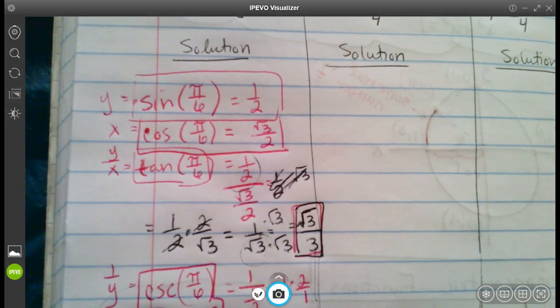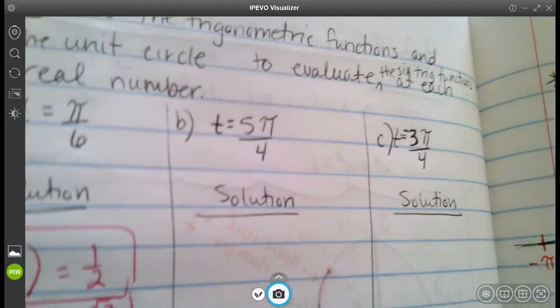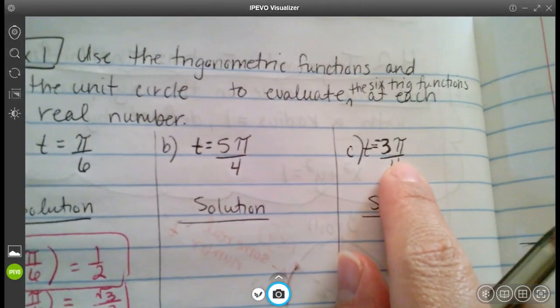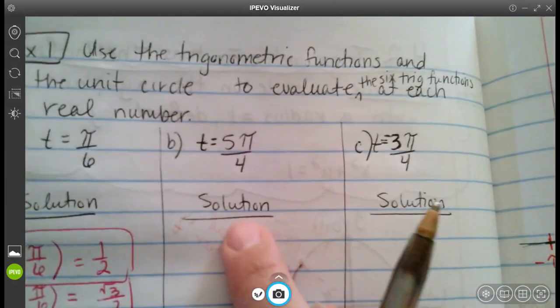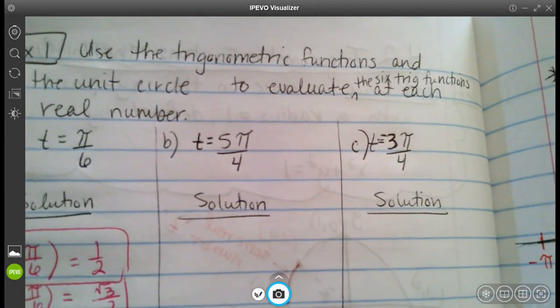Okay, we're going to save these two, B and C, for class, but it's basically the same way. Notice that these are pi fourths. So for this one, you would be using the one that has the pi fourths. So I encourage you to try them by yourselves first and see if we get the same answer in class.